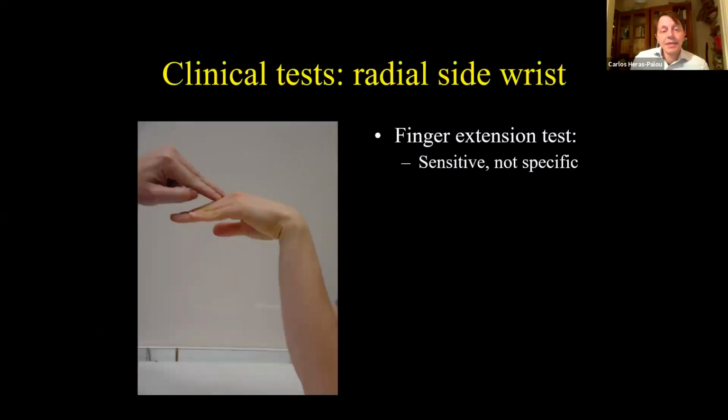Another test that's interesting is the finger extension test. Now, this is a sensitive test, but not specific. You ask the patient to flex the wrist as much as they can, extend the fingers, and then resist that while you push down on the proximal phalanx.